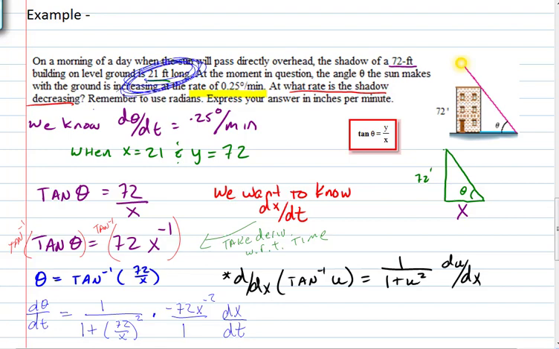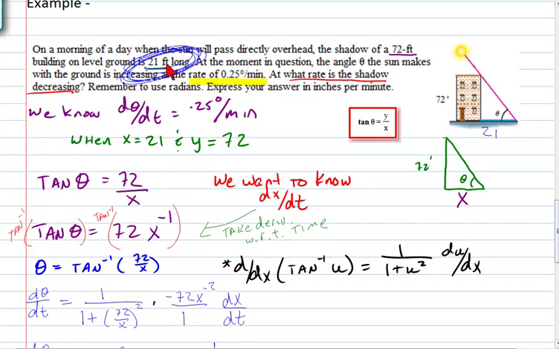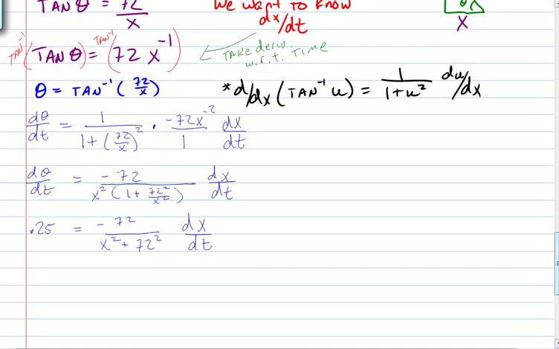21. Right? Yeah, because it was when the shadow was 21 feet long. So this ends up being... how do I get the dx dt by itself?